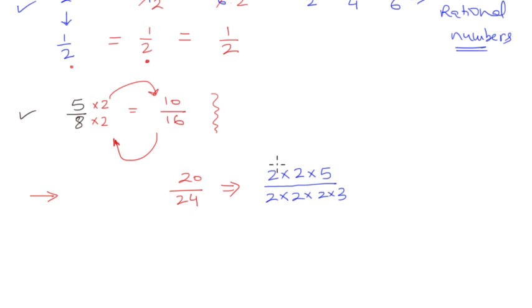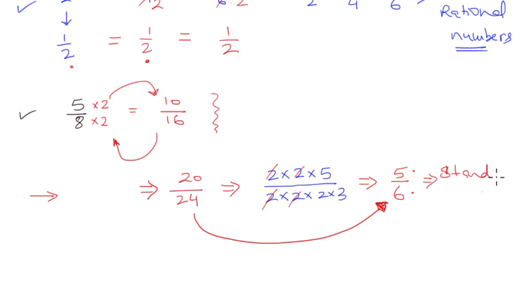Now let's get rid of the common factors. 2 cancels 2, this 2 cancels 2, and finally you are left with 5 over 6. Now you realize that there is nothing common between 5 and 6. So this rational number that was 20 over 24 has been reduced down to 5 over 6, right? And it cannot be reduced any further. So when a rational number is in its lowest form, it is called the standard form of a rational.